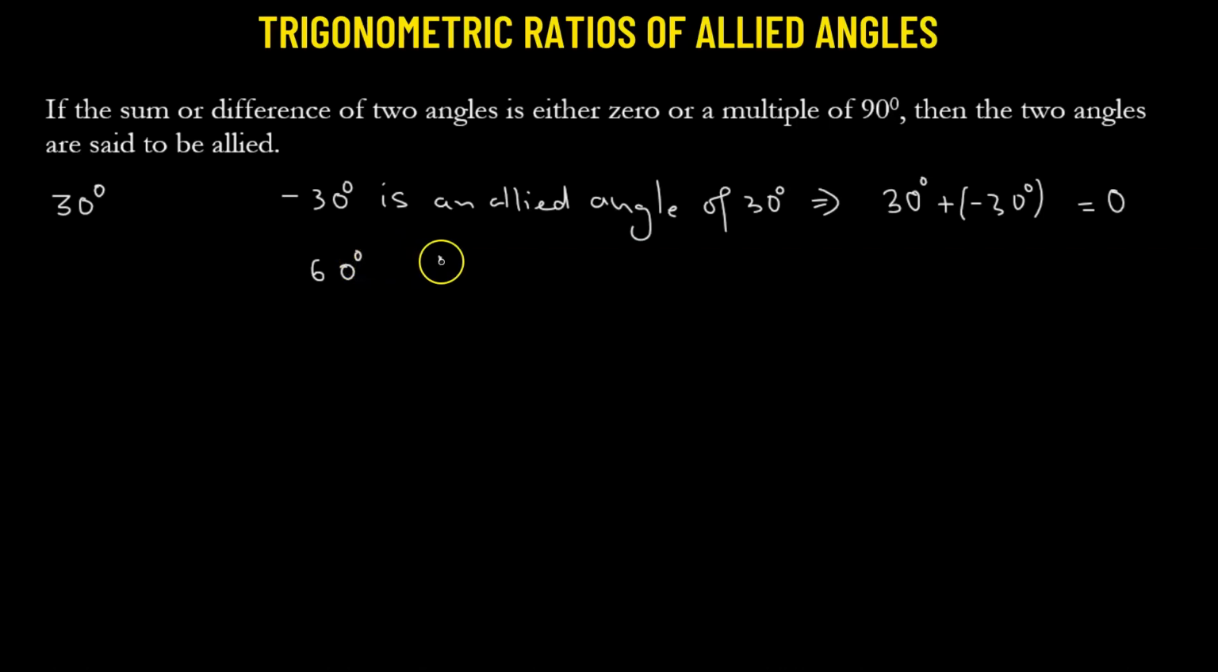Then we can have 60 degrees. So 60 degrees is an allied angle of 30 degrees. That's because when we add 30 degrees and 60 degrees, we get 90 degrees. So 60 degrees is also an allied angle of 30 degrees.